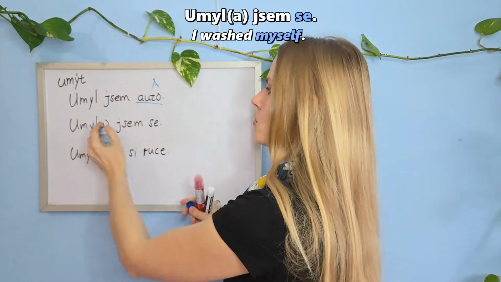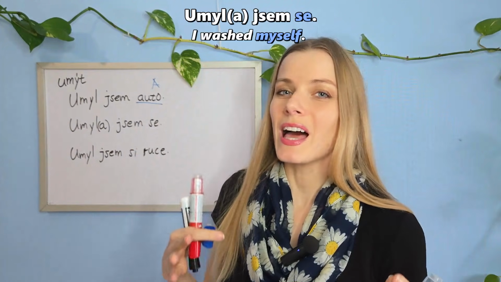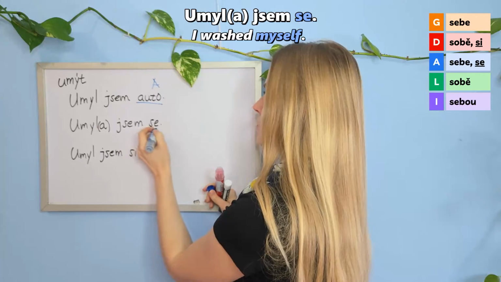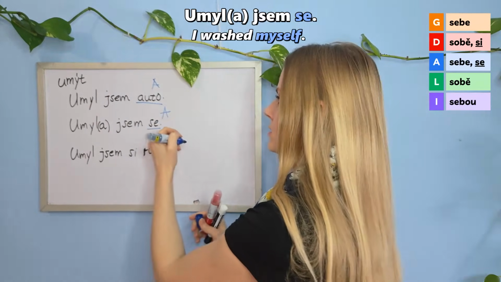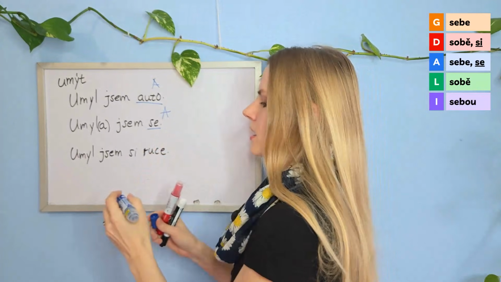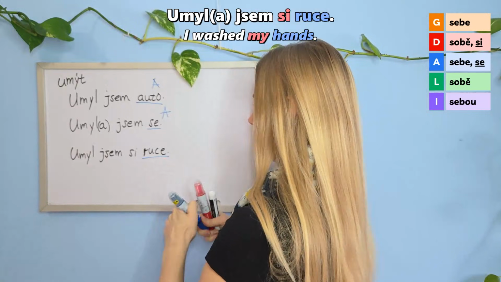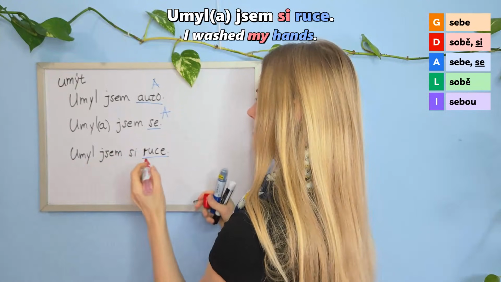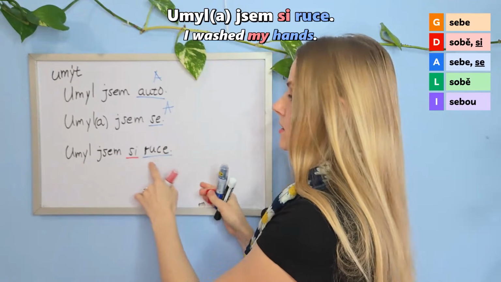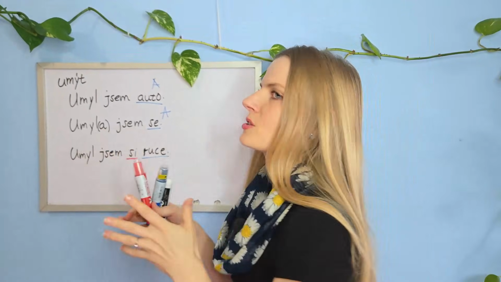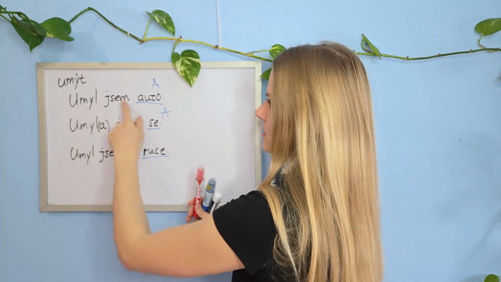Accusative case. Umyla jsem se, now we know. Umyl jsem se or umyla jsem se means I washed myself. Se also works as a direct object and it's in the accusative case. And umyl jsem si ruce, I washed my hands. Ruce is the accusative case and si is the dative case. Indirect object and a direct object. It just might be more confusing because there are more words because of the past tense.